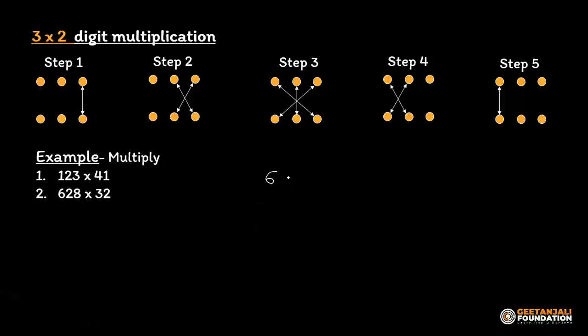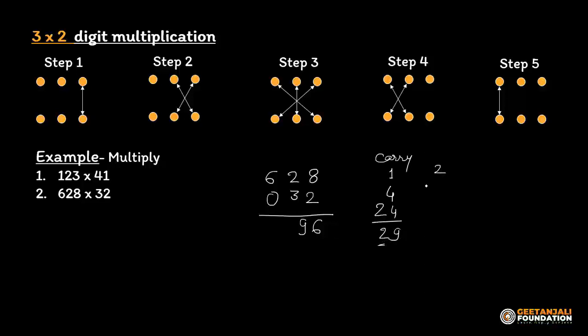Now 628 times 32. First thing, it is 32, so you add 0 just before it. Now it is a 3 by 3 number. First we will multiply these two. 8 2s are 16. So carry 1, which we will consider for the next step. Then the next step, 2 2s are 4, 8 3s are 24. So it is 29. We will write 9 here, and this 2 is carry for the next step's calculation.